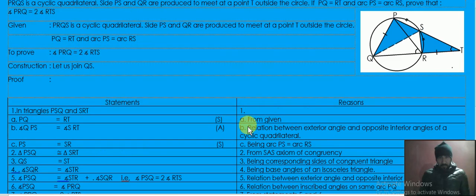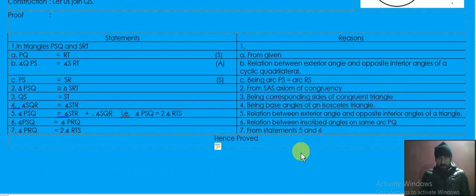Now moving on to the next step. In triangle QST, the angle PSQ is the exterior angle, and we know the exterior angle of a triangle is equal to the sum of the opposite interior angles, that is step number 5. Since these two angles are equal to each other, as we have seen in step number 4, we can say angle PSQ is equal to twice angle STR. The reason is the relation between the exterior angle and the opposite interior angles of a triangle.